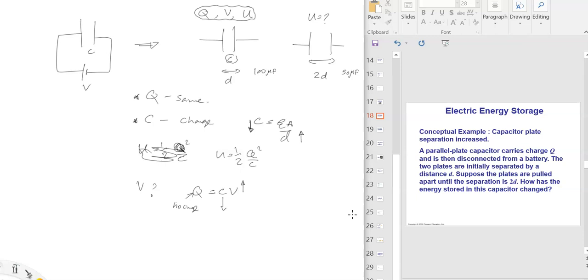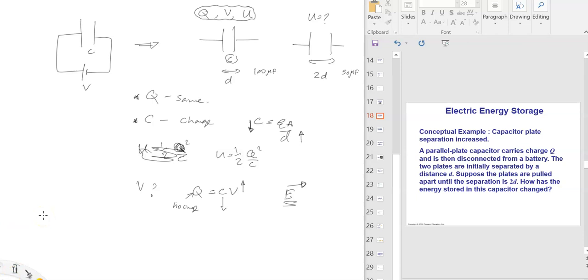So there are so many ways you can think of this. You can even think about what happens to the electric field inside. It will be another interesting question. So think about these things. These are simple conceptual stuff. Okay? Alright, let's move on.